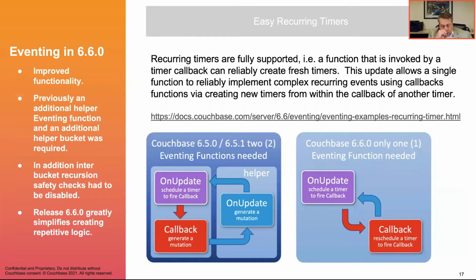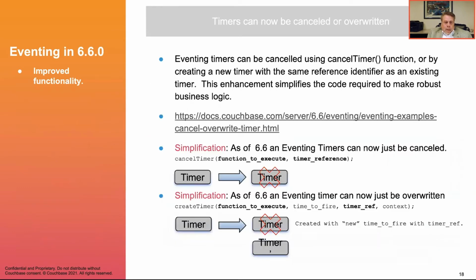Also in 6.6.0, we've improved functionality where if you need to have a recurring timer, the language natively supports that. Prior to 6.6.0, you used to have to turn off inner bucket recursion and have a helper function, and it was much more complex. In addition, timers can now just be canceled by their reference, or timers can just be overwritten, which is the same as canceling a timer and creating a timer with the same reference.